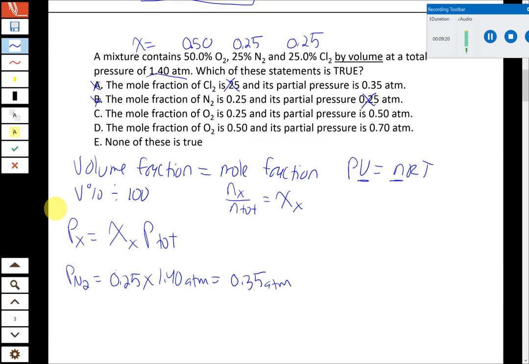And then if we go to choice C, so that was choice B, choice C deals with the mole fraction of O2 is 0.25.